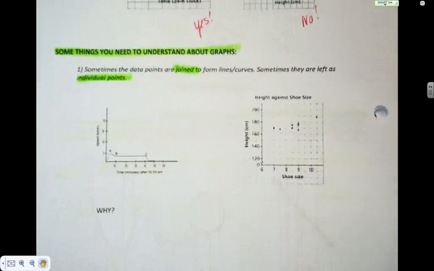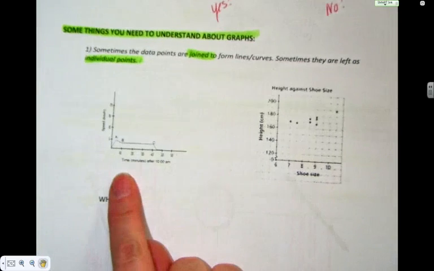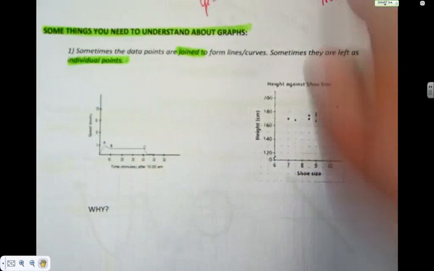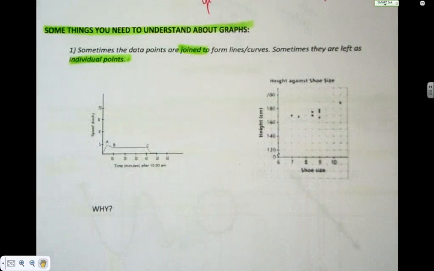Here's two examples. We've actually looked at both these graphs before. This is from a couple days ago, maybe yesterday. This one is the same one as above. Why do sometimes as mathematicians we like to join those points and get nice curves or lines, and why do sometimes we leave them alone? Anyone have any thoughts on that?